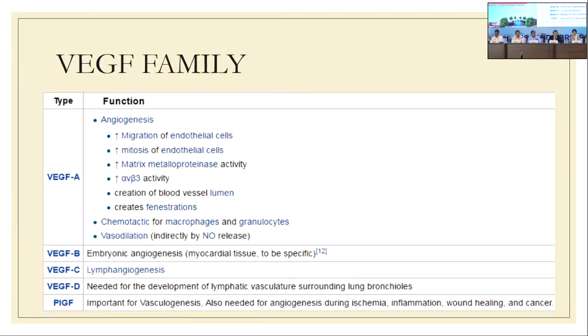So what is the VEGF family? So the anti-VEGF mainly targets the VEGF-A level, and the VEGF-B, C, and D, they are also known for the vasculogenesis, and PIGF important for the vasculogenesis. So most of the anti-VEGF, they target the VEGF-A.